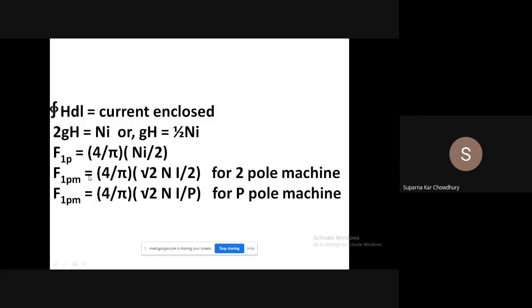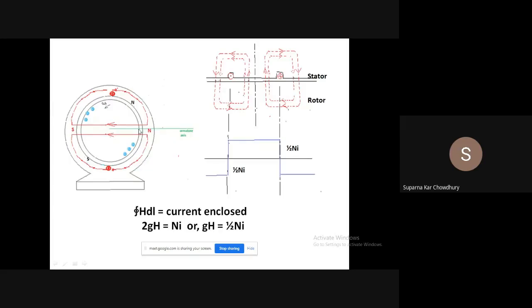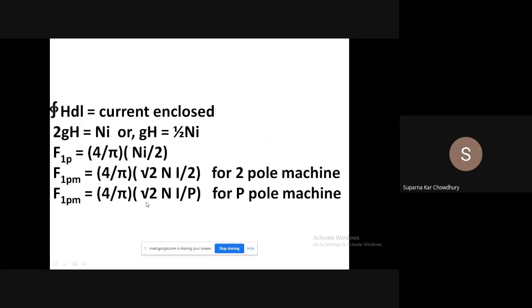Now the maximum value of the MMF is 4 by pi times root 2 Ni by 2, because root 2 I is the peak value of the current, where I is the RMS value. This is for the two-pole machine. In general, for a P-pole machine, the expression is 4 by pi times root 2 Ni by P. This P appears because for two, the 2 appears because the air gap was crossed twice. If it is a 4-pole machine, the air gap will be crossed 4 times, and so on. So this P appears in the expression.